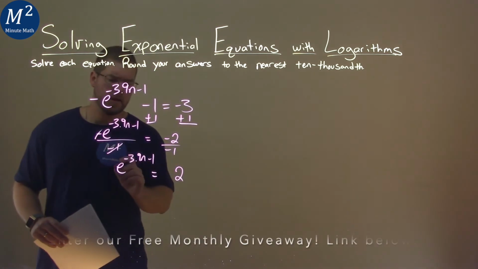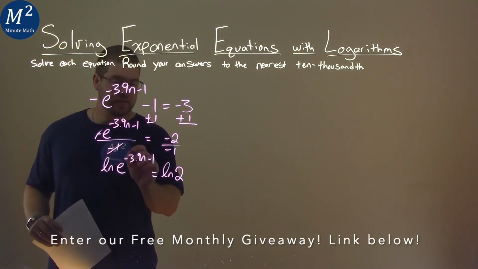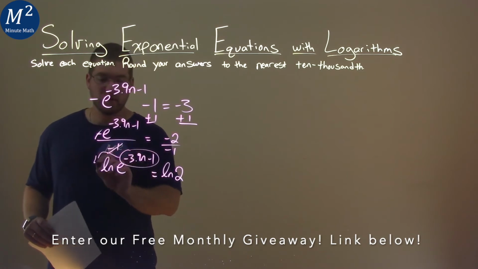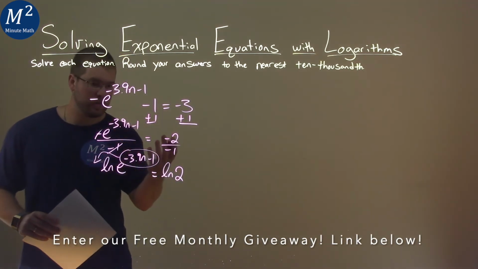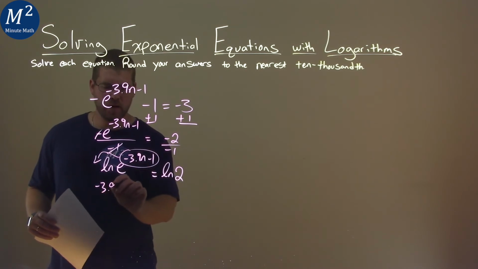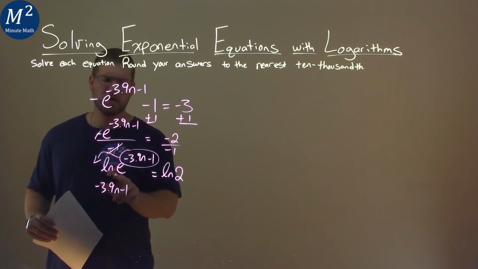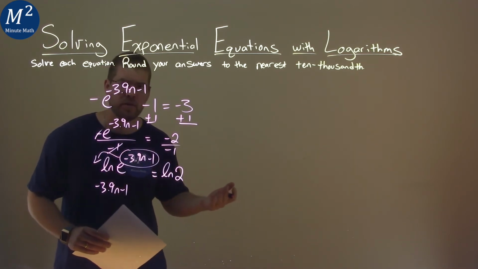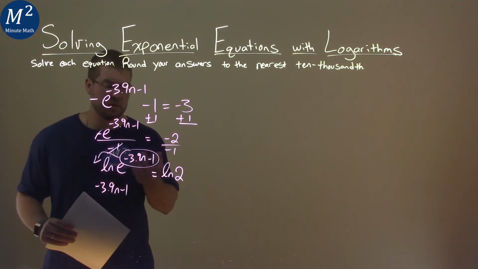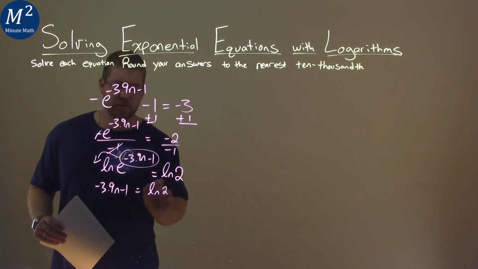From here, take the natural log of both sides, and that allows me to take this exponent and bring it up front. So our rules tell us that with natural logs and exponents, we have a -3.9n minus 1, and that's all multiplied by the natural log of e. Well, what's the natural log of e? Just 1. Don't need to write anything anymore. And that's equal to natural log of 2.